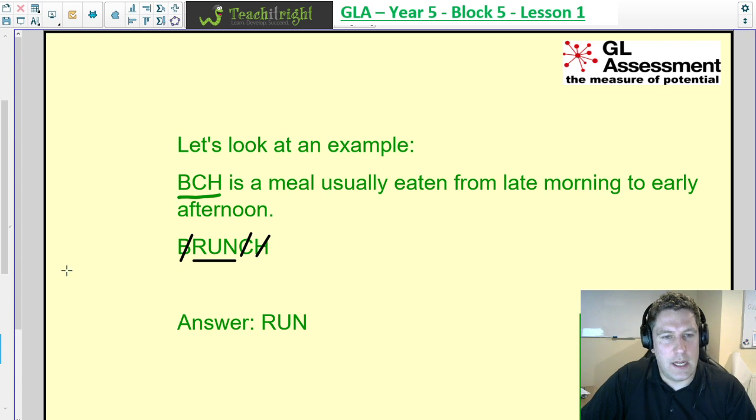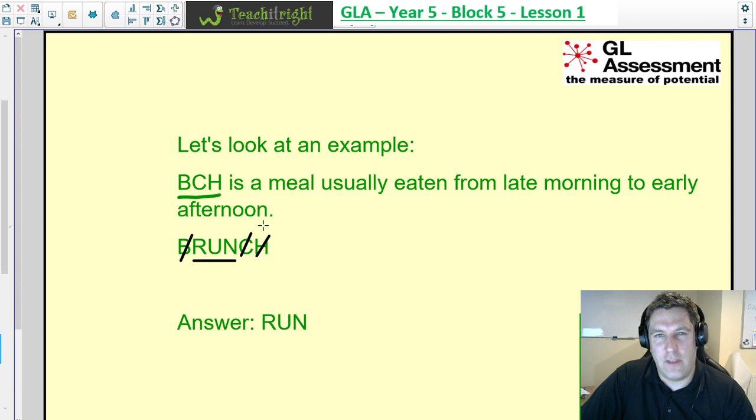So the first word, where our first set of letters are B, C, H, we don't know what this word is yet. So what we would say is we need to read beyond that and see whether we can work out what word that is. So something is a meal usually eaten from late morning to early afternoon. You may have heard of brunch. This is usually around sort of 11 o'clock, certainly after breakfast and then before lunch.